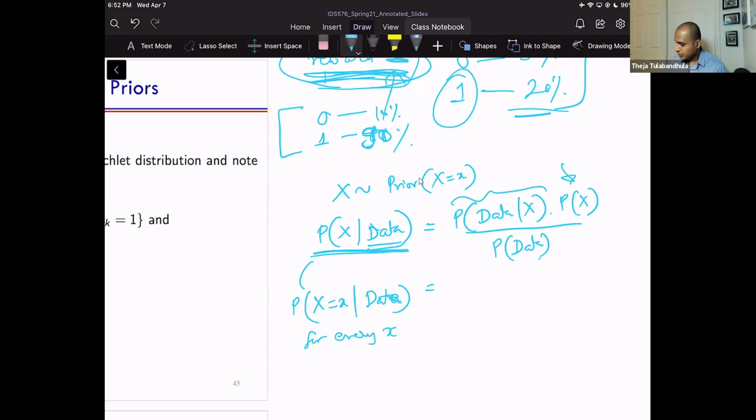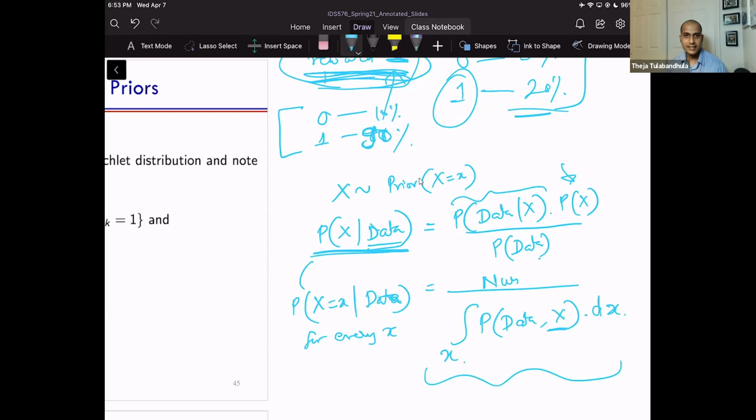But anyway, the numerator is fine. In the denominator, you actually have to do an integration: the integral of the probability of data comma x, dx. Sorry, I'm writing in a little bit of informal notation, but basically you need to marginalize out x. So this is not easy to do.